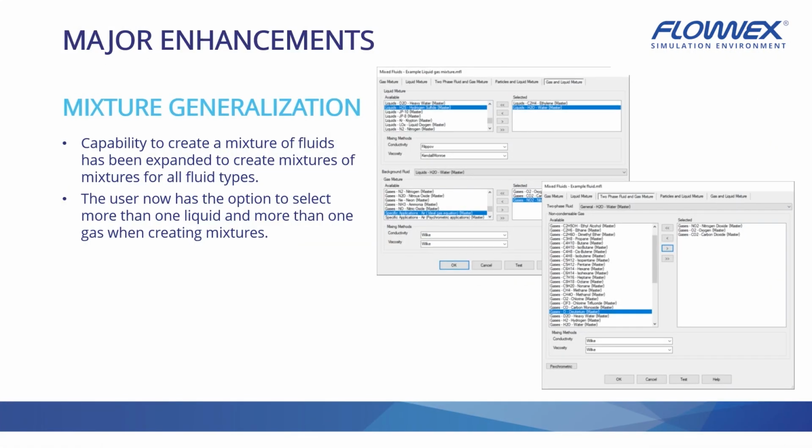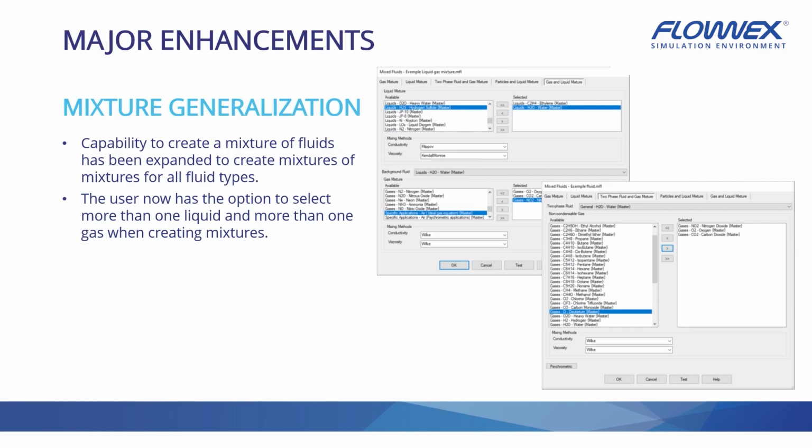Flownex offers capabilities involving mixtures. Previously, users could only select one fluid and one gas to create a mixture. The capability allows the user to create a mixture of fluids by using Mixture of Mixtures, which works with most of the fluids available in Flownex. This allows you to select multiple liquids and gases for the mixture.